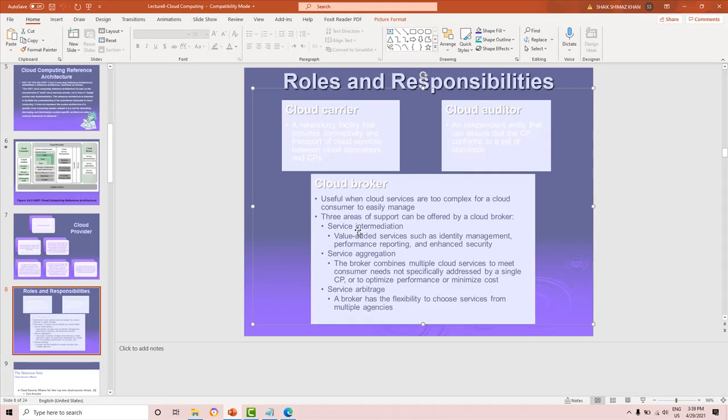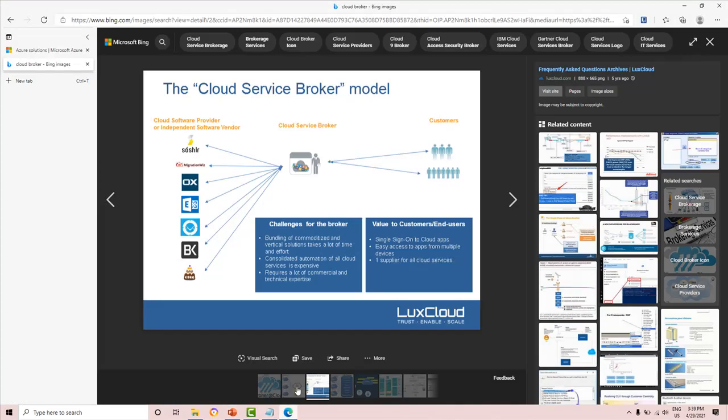So service intermediation means a value added service. For example, let's say the customer is consuming the service of a specific cloud service provider, but through the service broker. This service broker may provide a value added service. What is a value added service? The service broker can provide, let's say, an enhanced security mechanism, an enhanced authentication mechanism, or an enhanced authorization mechanism, or this can be considered as identity management.